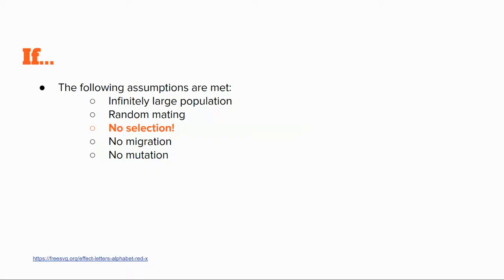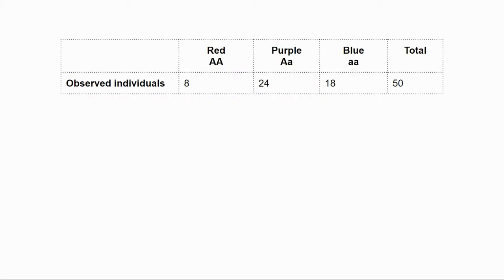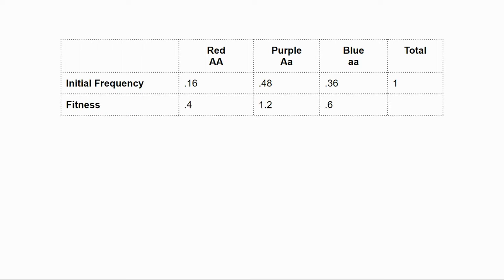We are no longer able to assume that no selection is taking place, so we don't meet the top criteria. Therefore, our population is no longer in equilibrium. Let's see what effect selection has on our calculations. Here's our original population data, but now let's use our initial frequency values instead of the number of individuals observed. And now let's include our fitness values.